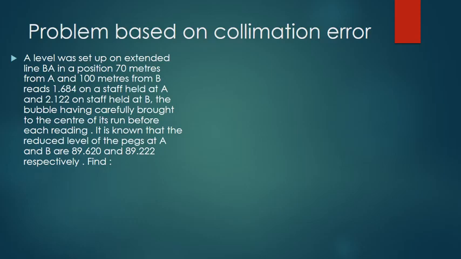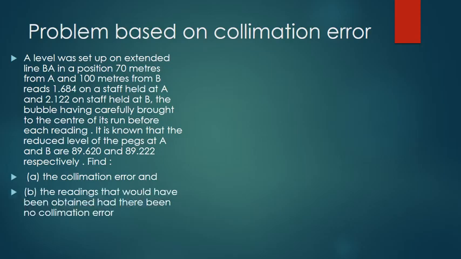Now it is known that the reduced levels of the pegs at A and B are 89.620 and 89.222 respectively. Here the reduced levels of A and B are already known. Now find the collimation error and the readings that would have been obtained had there been no collimation error.